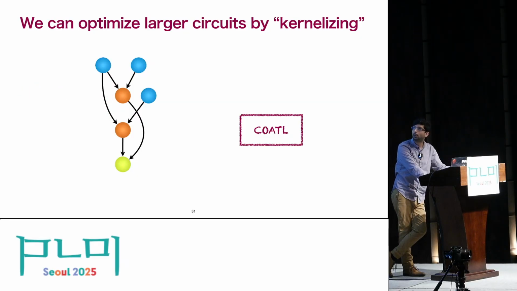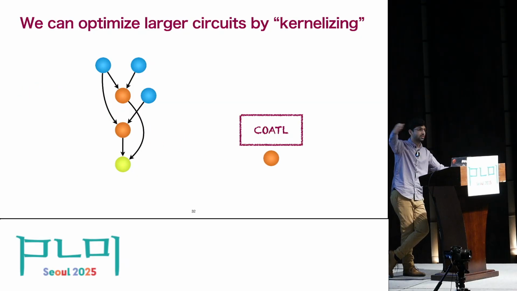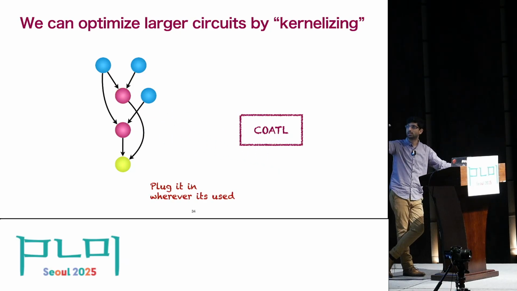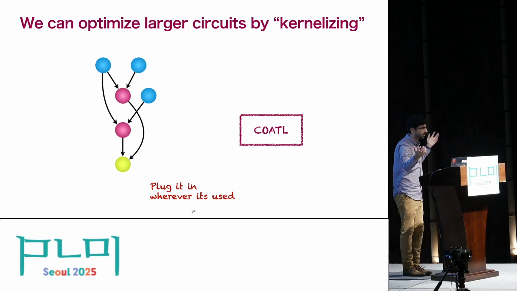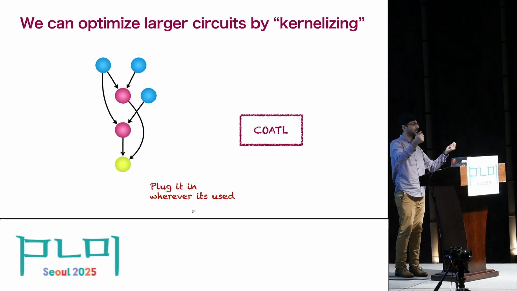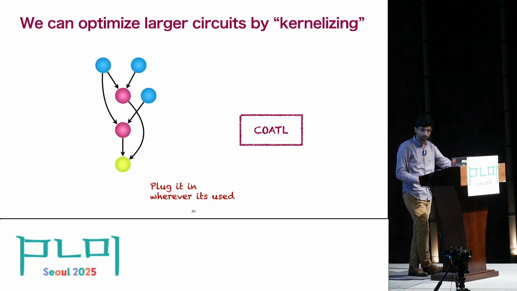The orange things here represent sub-circuits that exist within this larger circuit that are maybe identical. I can try pulling out a single copy of this kernel, optimizing it with the merging procedure that I described earlier, and then plugging this optimized thing back in. And so now I'm able to optimize this entire circuit without actually having to visit every single gate. And maybe this lets me build a nice efficient library or scale up to bigger programs.